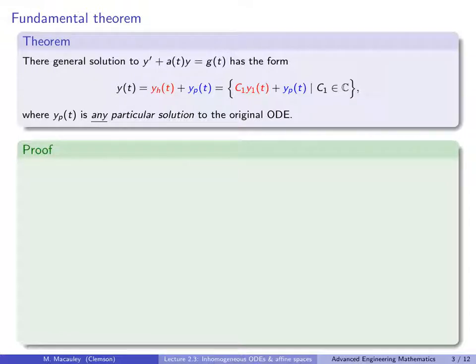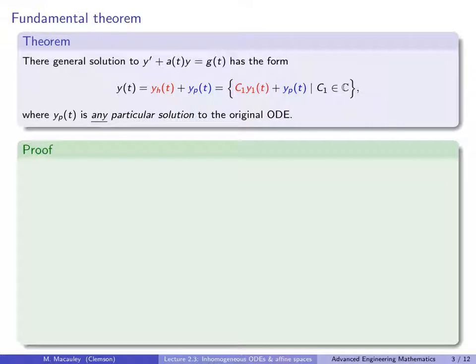Let's prove this. The word proof is a little bit strong. I really mean let's verify this. So saying that the general solution, this is a one parameter family of solutions, is equal to the homogeneous plus any particular solution, that's equivalent to saying if we take the general solution, this infinite family, and we subtract off any particular solution, then what we get solves the homogeneous ODE.